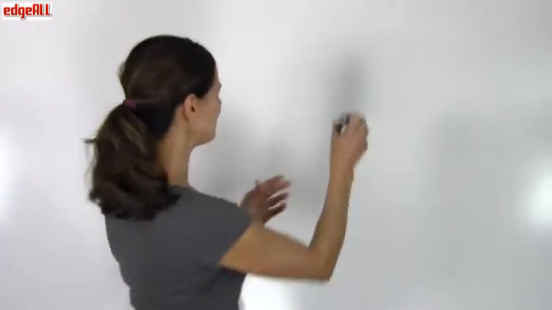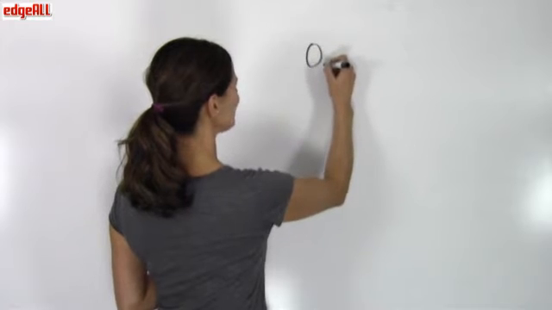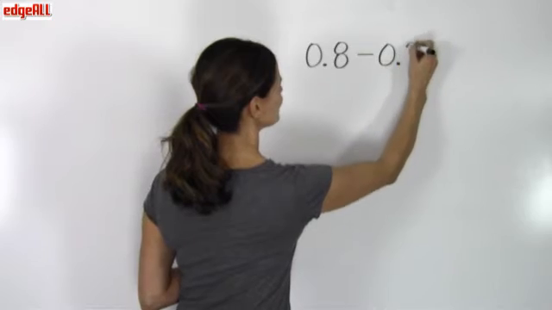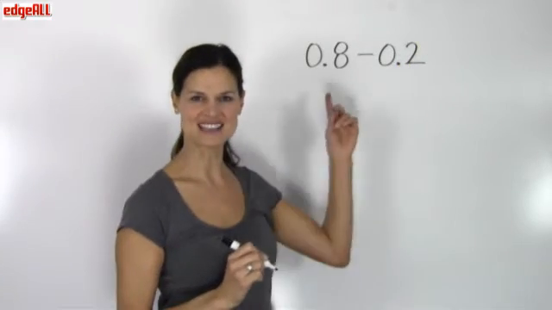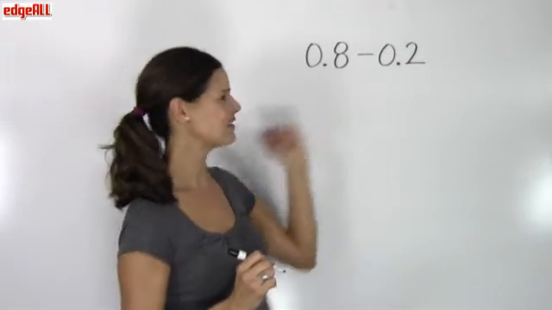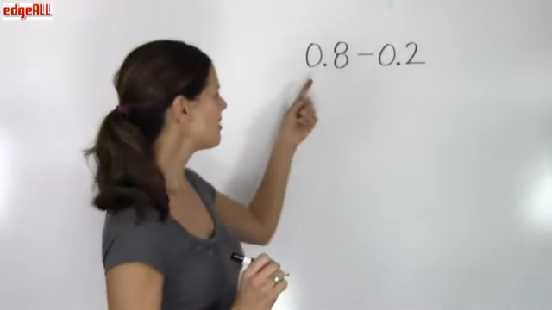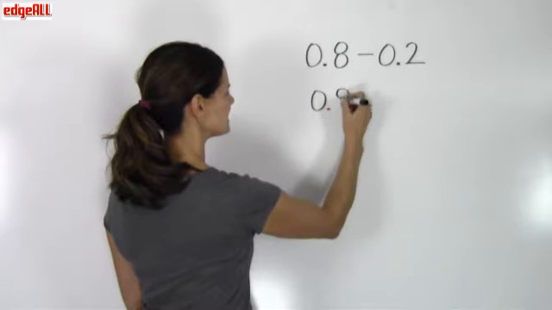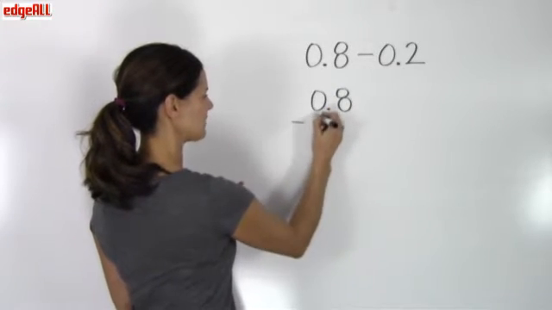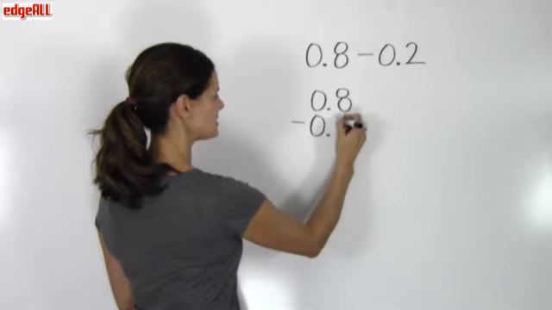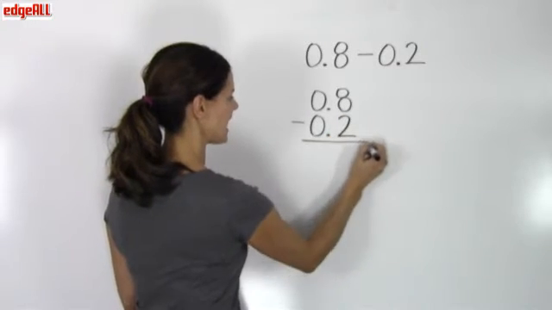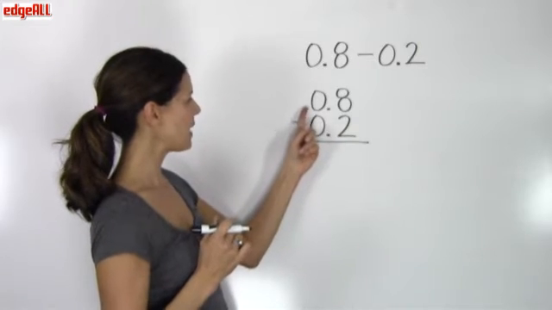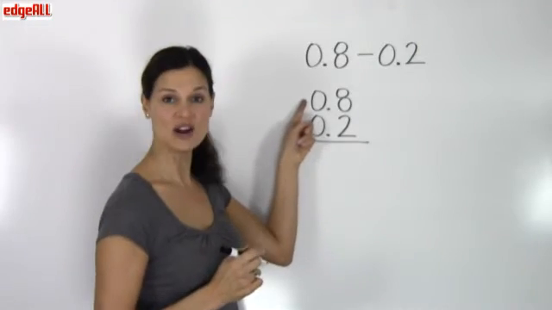So let's look at an example of 0.8 minus 0.2. That is the problem that we're asked to solve, to look at the beginning of how to subtract decimals. What I want to do is take my numbers and line them up vertically. And I want to line them up so that their decimals are lined up and they're in the same place. So in this case, my 0.8, and I do need a 0 here.